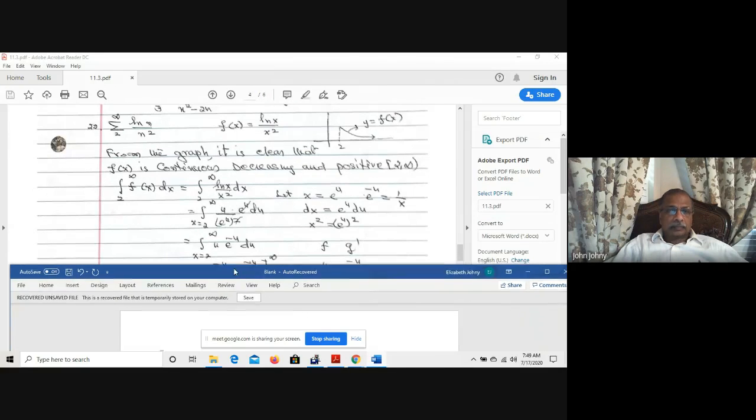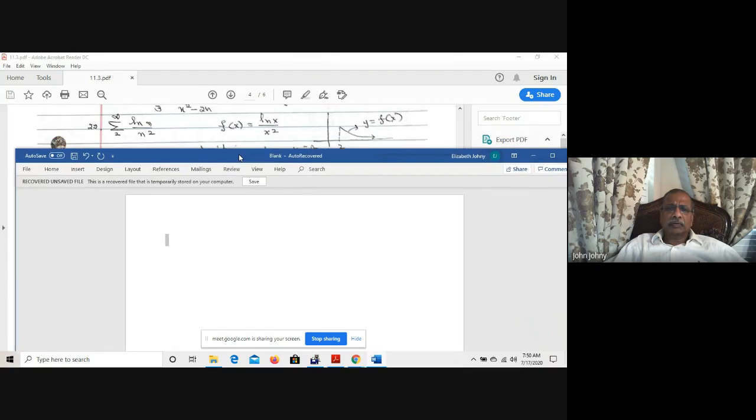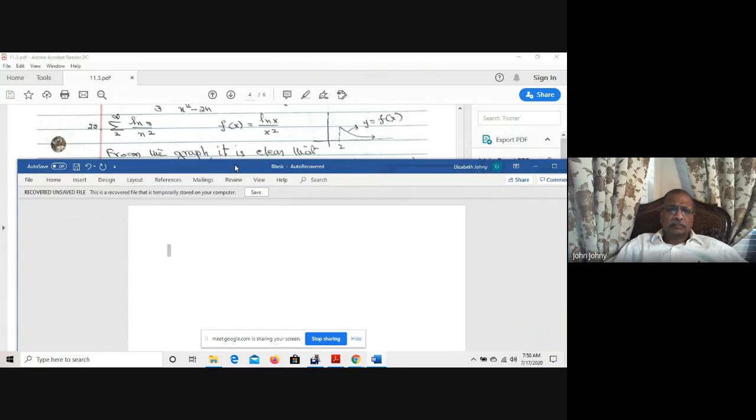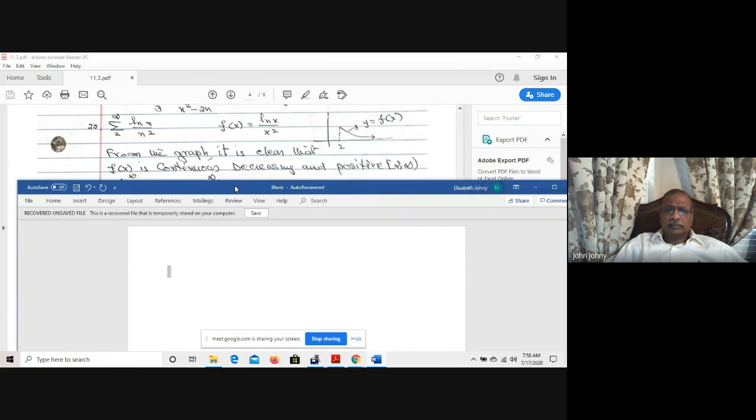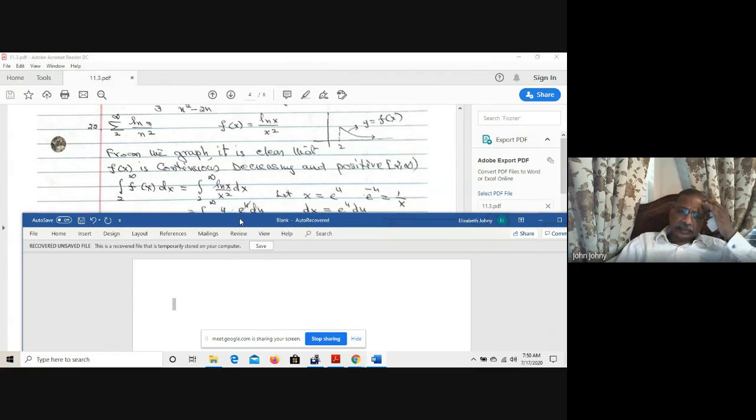Integral 2 to infinity of natural log of n divided by n squared. Here again, you draw the graph and see that it is continuous, decreasing, and positive in the interval 2 to infinity. So, integral 2 to infinity f(x) dx is equal to integral 2 to infinity natural log of x divided by x squared dx. That's a good integral.